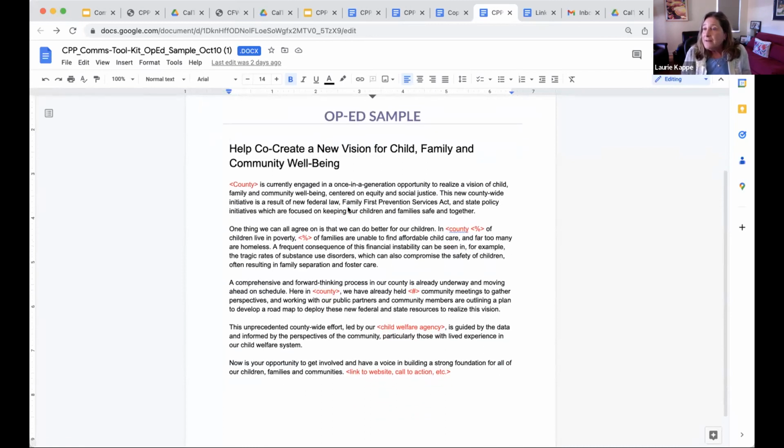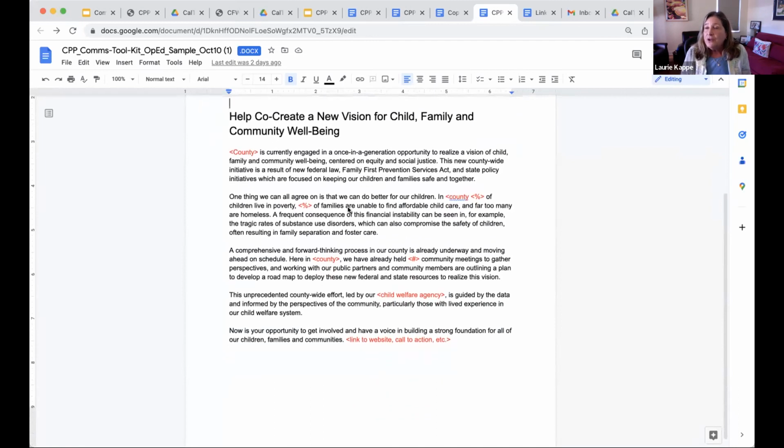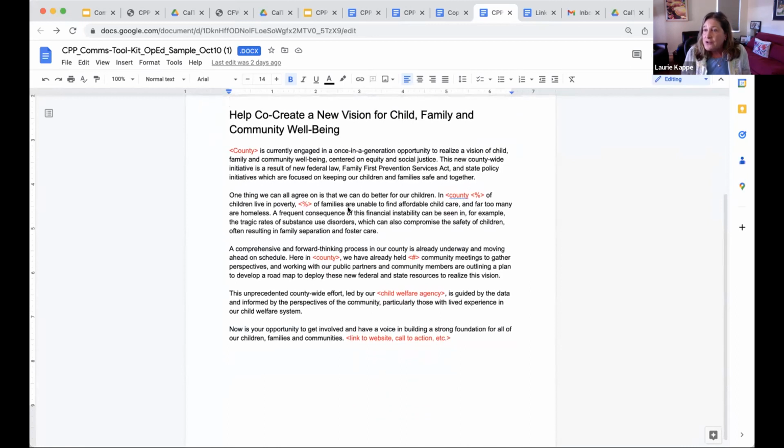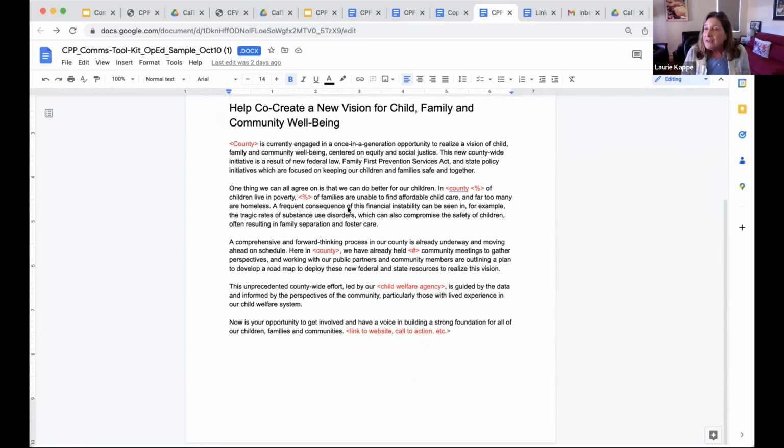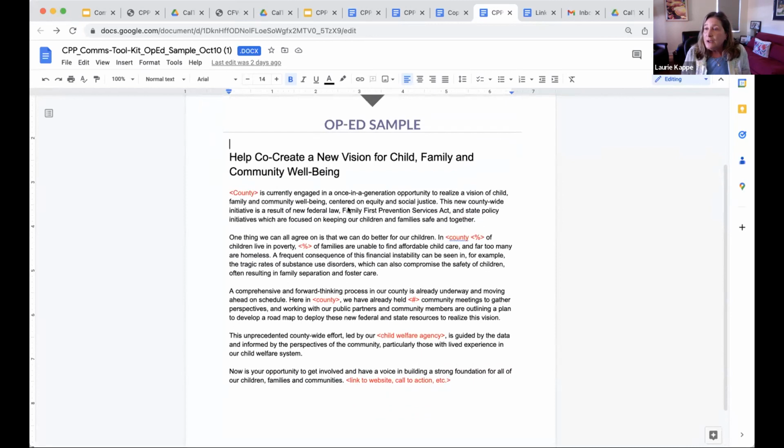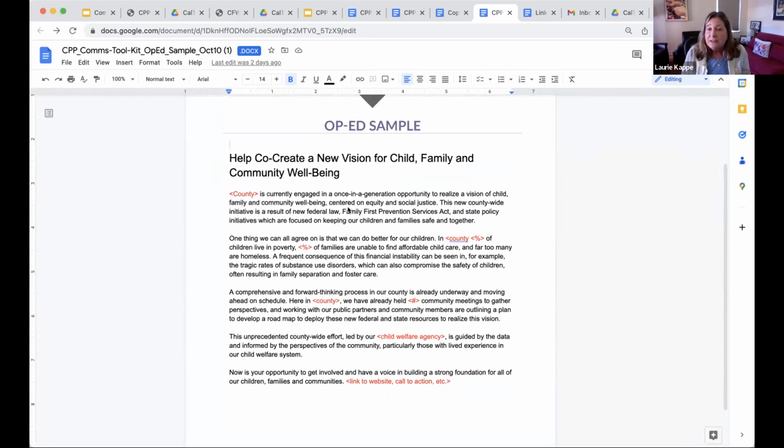So this is an example of an opinion editorial. You should always think about who might be the signatory, because the messenger matters. So it's very nice to have somebody who everybody recognizes their name, somebody notable and quotable in the community, send it out. This is something that also could be translated into multiple languages so that you can reach other constituencies. But this opinion editorial just gives the who, what, where, when, why, and a call to action.